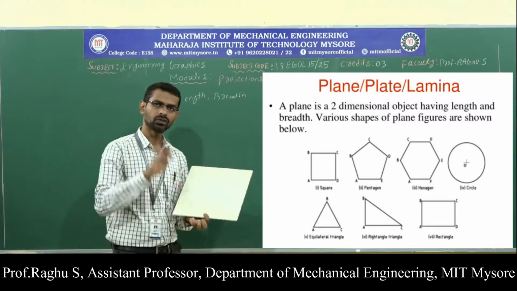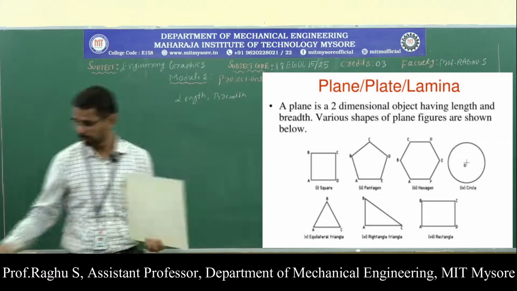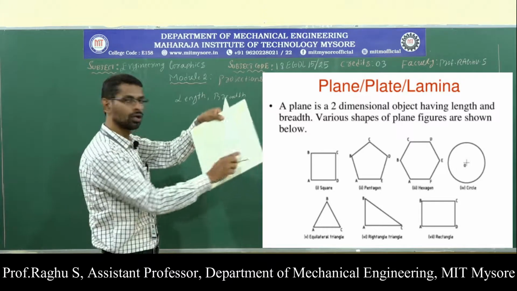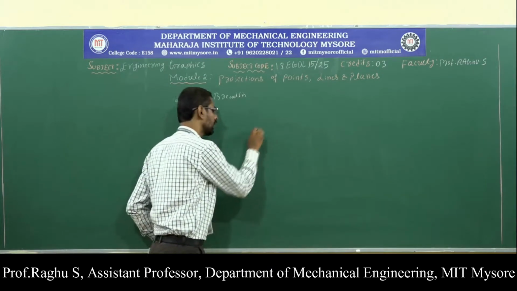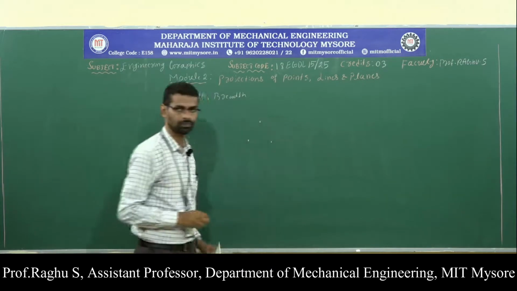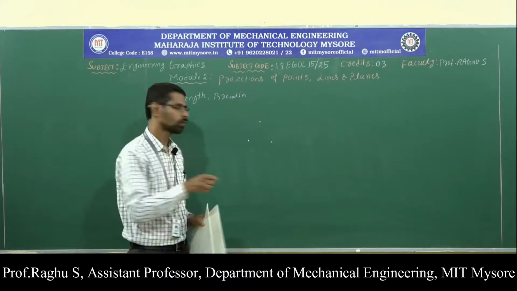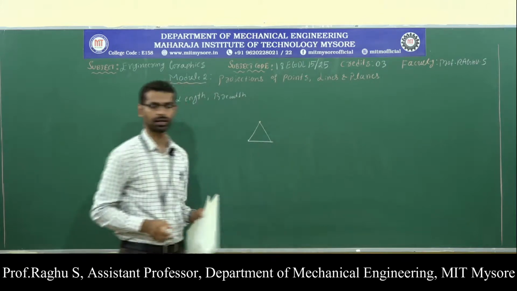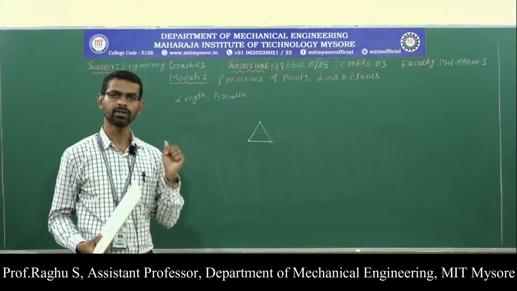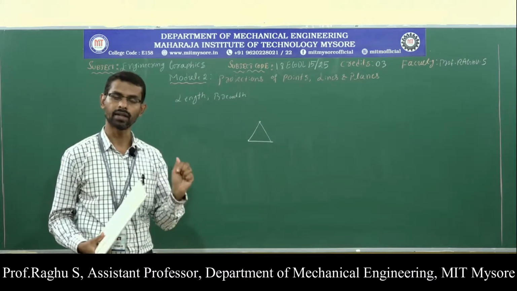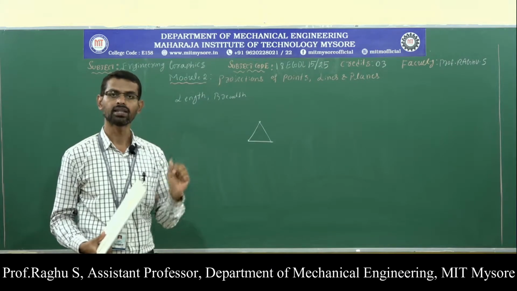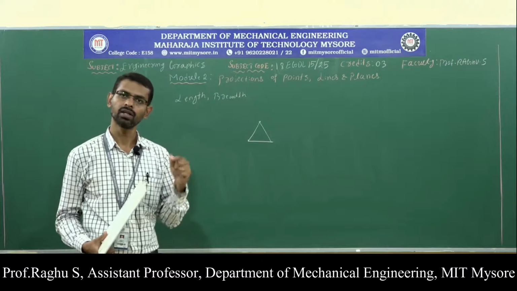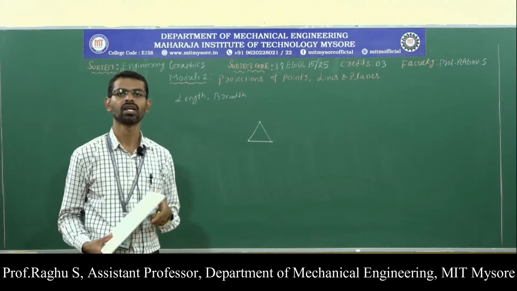Next, a plane is formed by minimum 3 points which do not lie on the same straight line. So, a plane is a two-dimensional surface having only length and breadth with negligible thickness. It has only two dimensions and the third dimension, which is thickness, is negligible.